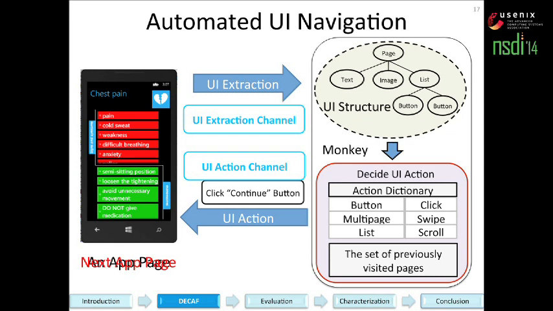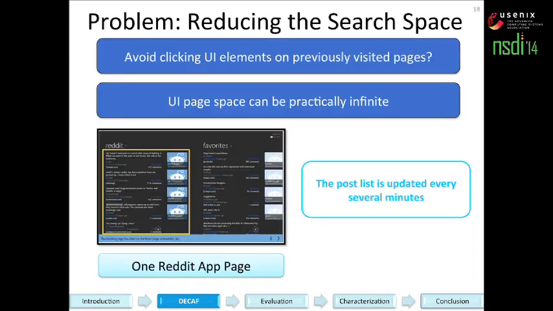So the monkey itself is conceptually straightforward, but there are two problems worth addressing. The first problem is how to reduce the search space. One obvious method to reduce the space is to remember all the previously visited pages and avoid clicking UI elements on previously visited pages. It's just like maintaining a global graph. However, the problem is that the number of distinct pages can be practically infinite.